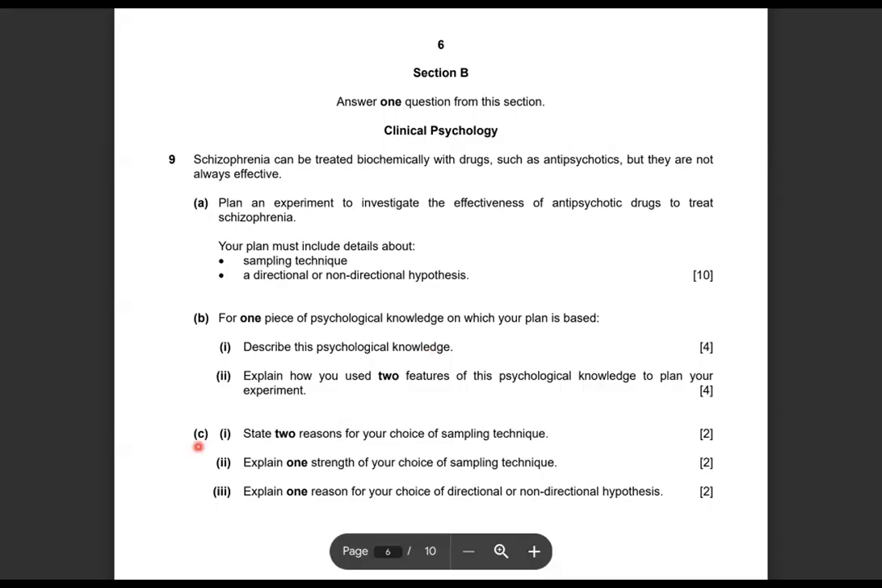And finally, question number C, just some research method related questions about your study. And it'll be based on these 2 points, the 2 points that your plan must include details about. State 2 reasons for your choice of sampling technique. So you went for, let's say, a volunteer sample. Why did you go for a volunteer sample? Don't give it strengths, because you have to save the strengths for C part 2. As you can see, explain one strength. So reasons for including a particular sampling technique and the strength of that sampling technique is not the same thing.